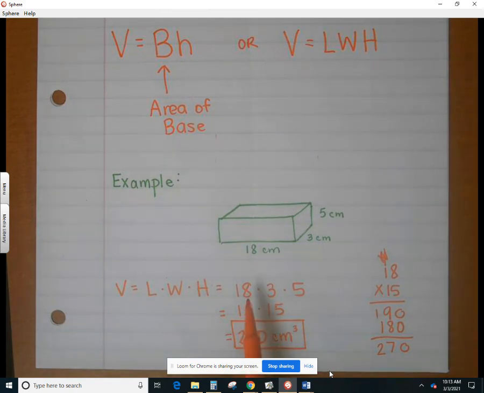And one more time, if you were to do 18 times 3 and then whatever you got, multiply it times 5, you're going to get the same thing. I was just trying to work smarter, not harder. So just multiply your length times your width times your height to find volume.